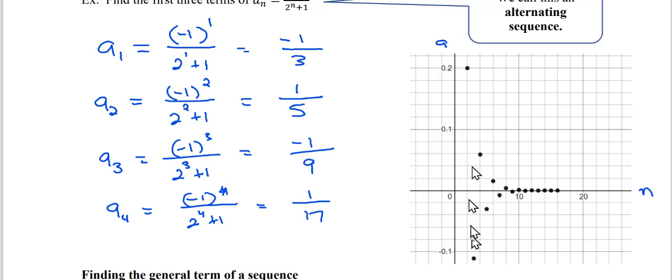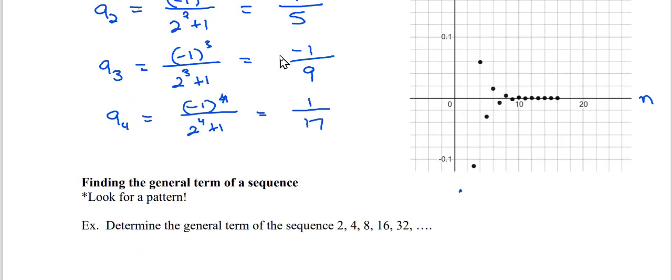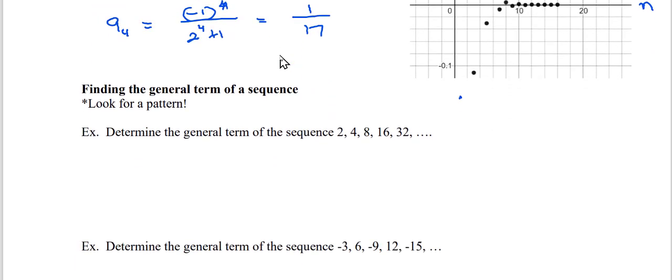It's also interesting to note that as n increases, these values are going to get closer and closer to 0. Because your numerator will always be 1 or negative 1, the denominator is going to blow up. So when you have that big denominator, it's going to get closer and closer to 0.